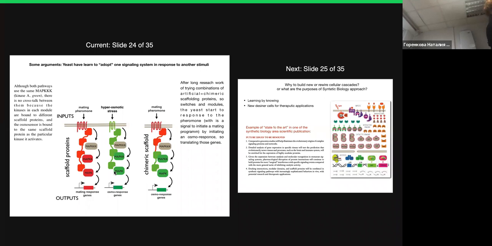And they combine different kinases. They spent years on that. But they found a chimeric scaffold, which starts, as you see, from this and that. So what they got was the osmo response triggered by the pheromone. They went over the head: the signal was one, but the effect came from the other cascade, not from the original cascade.